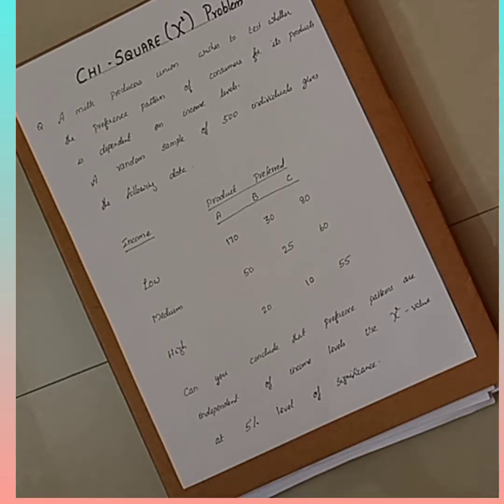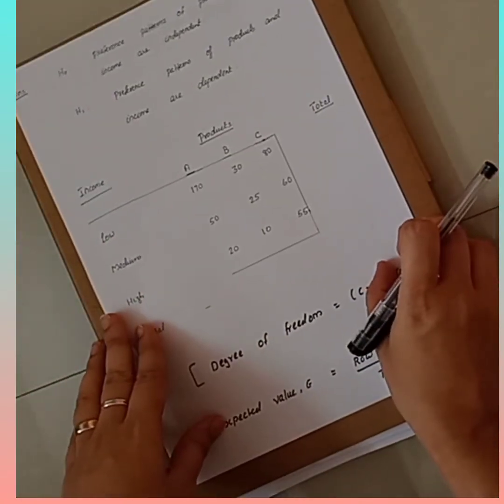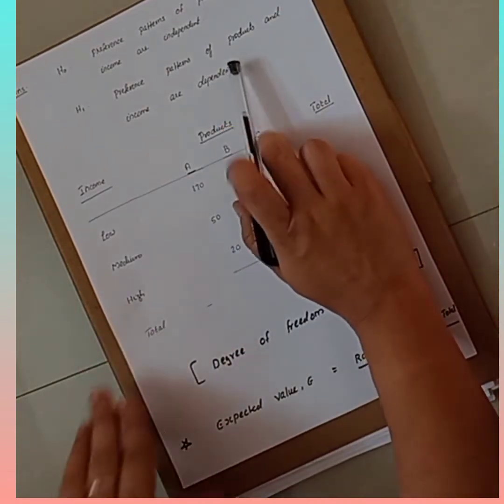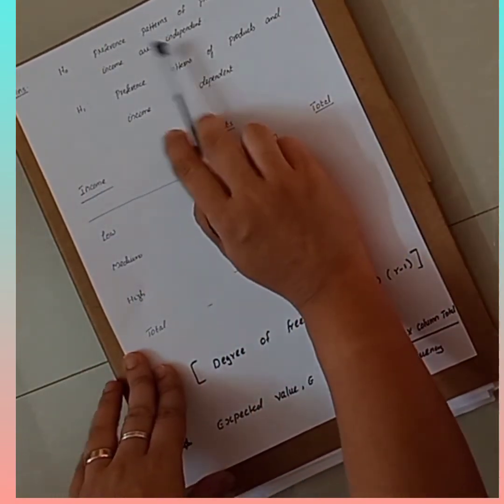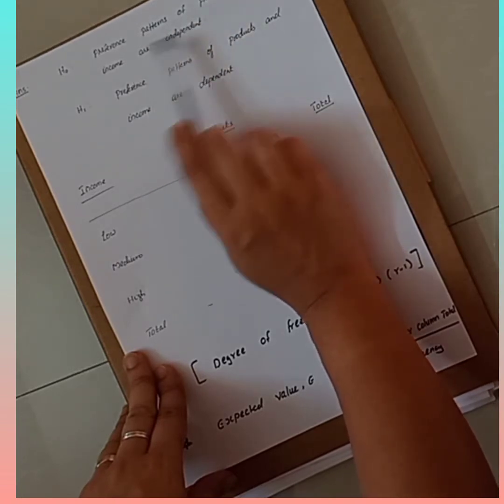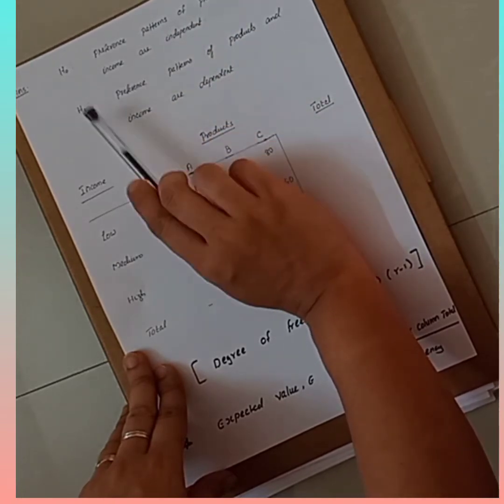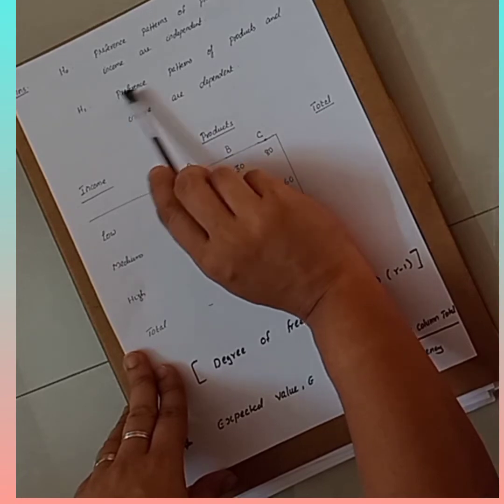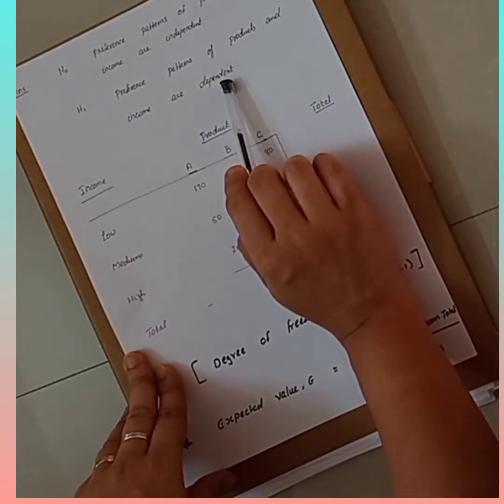So let's write it down. So here we have our formulated null hypothesis and alternate hypothesis. That is, preference patterns of products and income are independent is the null hypothesis, and the alternate hypothesis will be preference patterns of products and income are dependent.